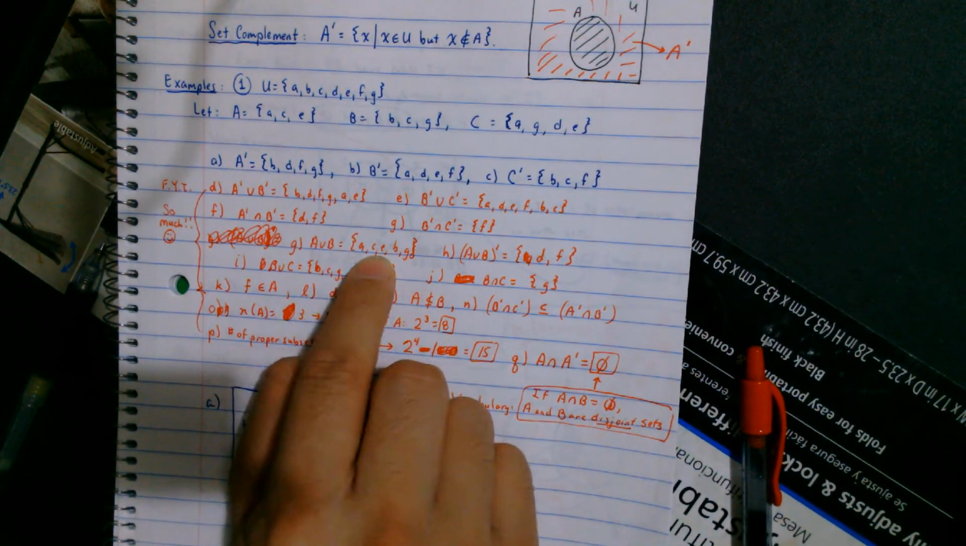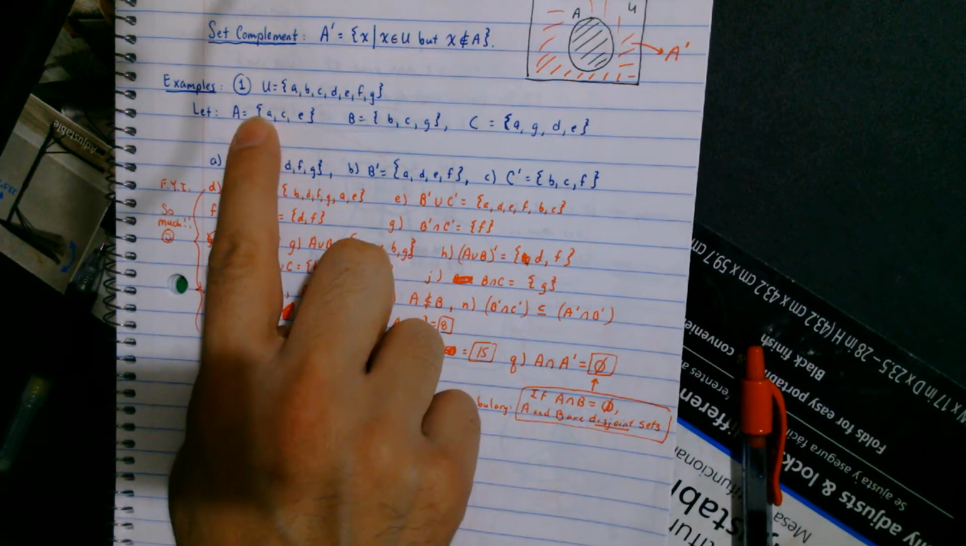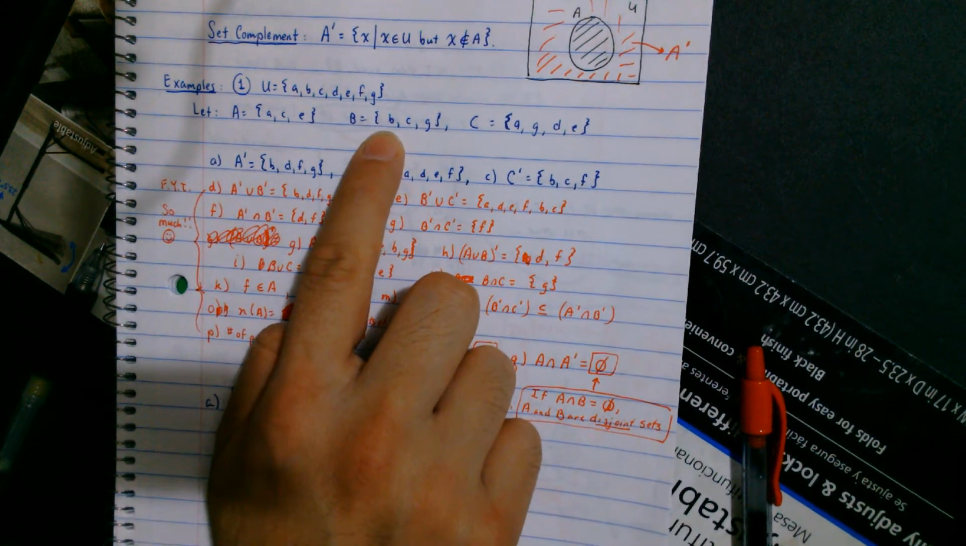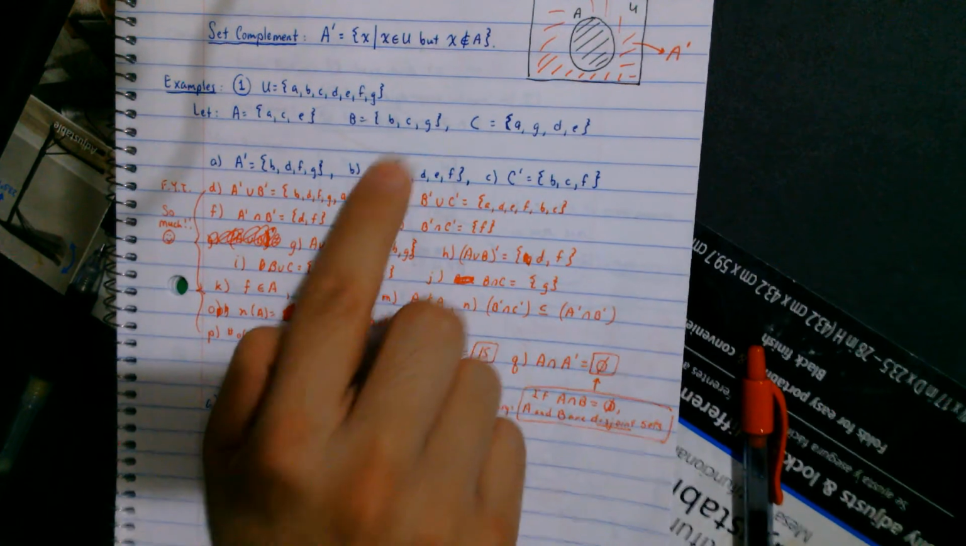A union B, here's my original A, here's my original B. The union would be everything here, A, C, and E, plus these three, B, C, and G, but I already have C included in the original, so plus B and G.